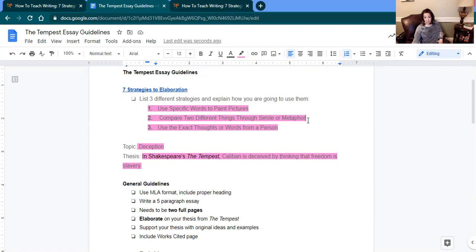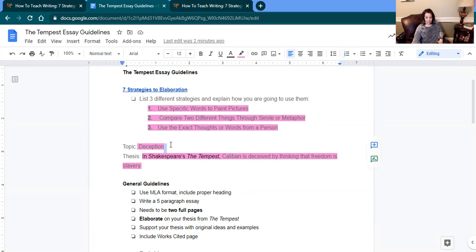Obviously the comparisons are being used, or the monster, I could put that here, but I don't want to be redundant. I could compare him to Satan in a sense, someone who's evil. And then it says use the exact words or thoughts from a person, and that would just be whatever direct quote I want to use. So the only part that you have to do for Friday is the part that I highlighted in pink. You're going to find your three different strategies by clicking on here and choosing your three.